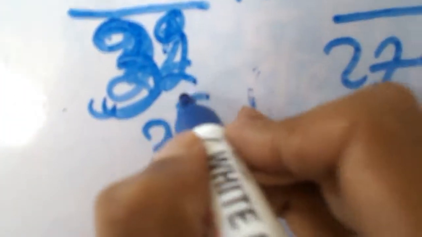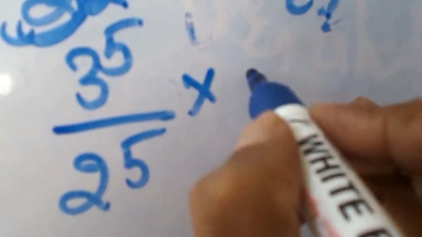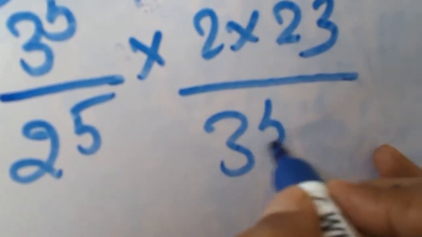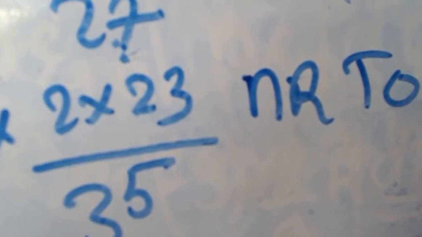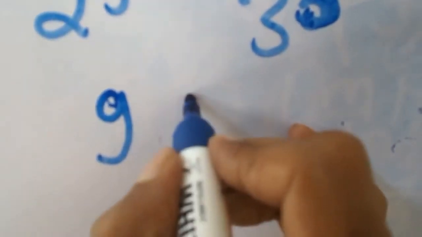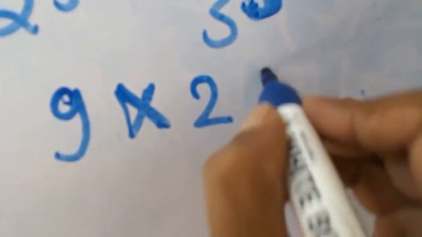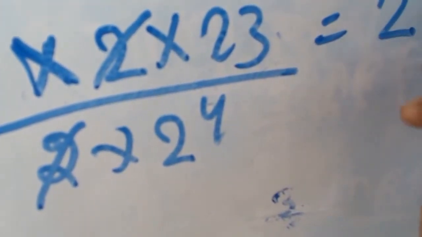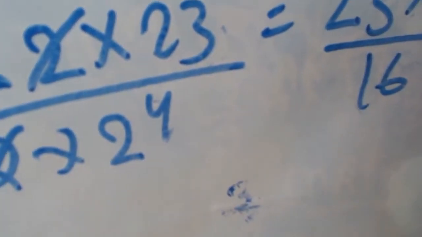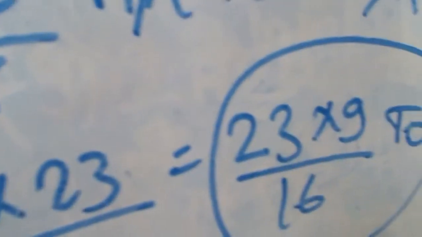Look carefully at what it becomes: 3 to the power 5 divided by 2 to the power 5, into 2 into 23 divided by 3 to the power 3. And this is P naught V naught, equal to nRT naught, so this will cancel out. It is a simple calculation. What do you get? 9 into 2 into 23 divided by 2 into 2 to the power 4. The 2 cancels, and you get 23 into 9 divided by 16 T naught. This is your final temperature.